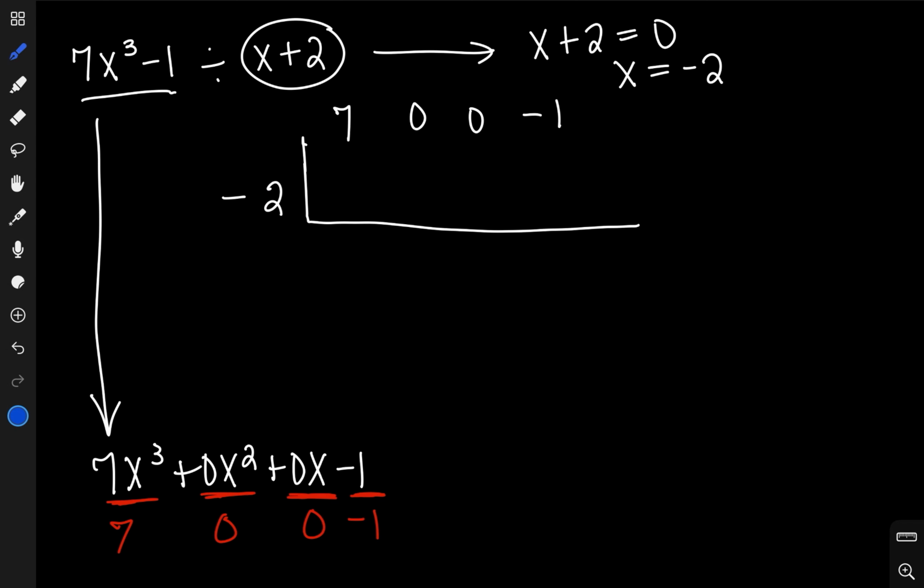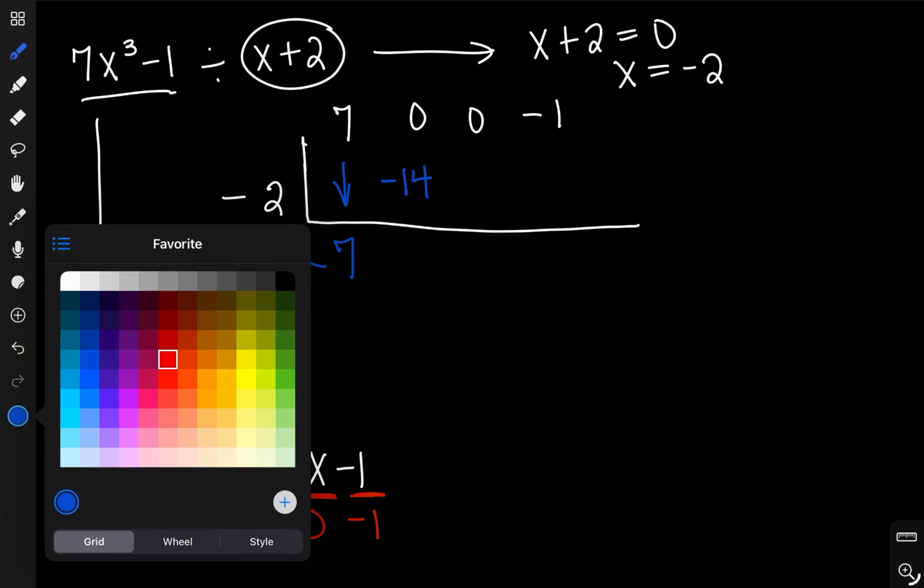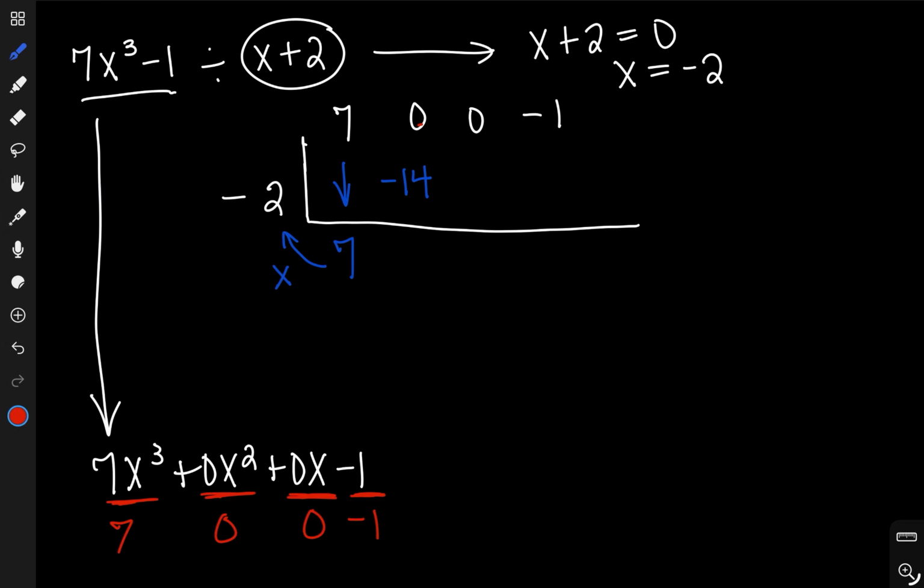So the first term, we're just going to bring it down. And then what we're going to do is we're going to multiply. So 7 times negative 2 is negative 14. So that's where we're going to put this. We just carry it out. Different color then. 0 minus 14 is negative 14.